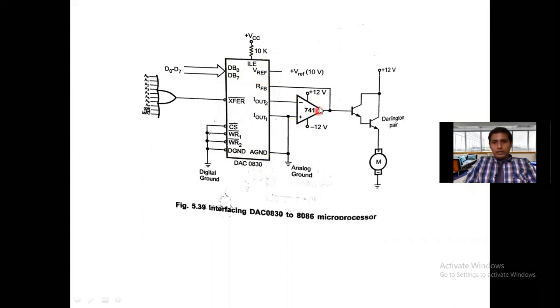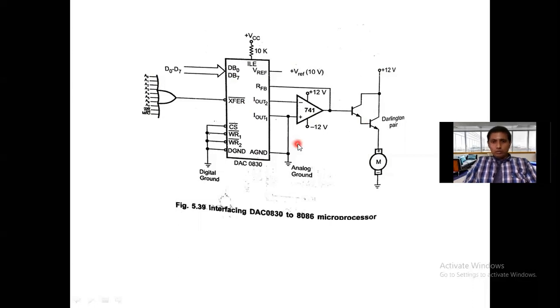Then here I am using one operational amplifier, op-amp 741, and the reference voltage range is plus 12 and minus 12. And here I am using one motor for controlling the rotation of the motor. Then I am using a Darlington pair and connecting a 12 volt supply. The expected reference analog voltage should be in the range of plus 10 volts. We have two grounds in the DAC 0830: one is called analog ground, the other is called digital ground. We use a set of address lines for control, and 8 data lines are present in DAC 0830.